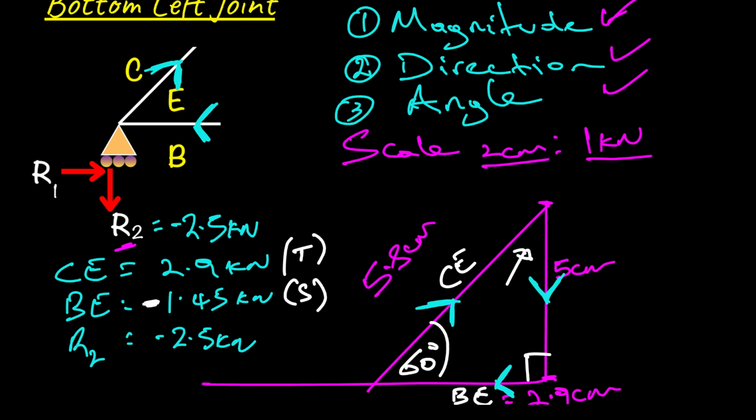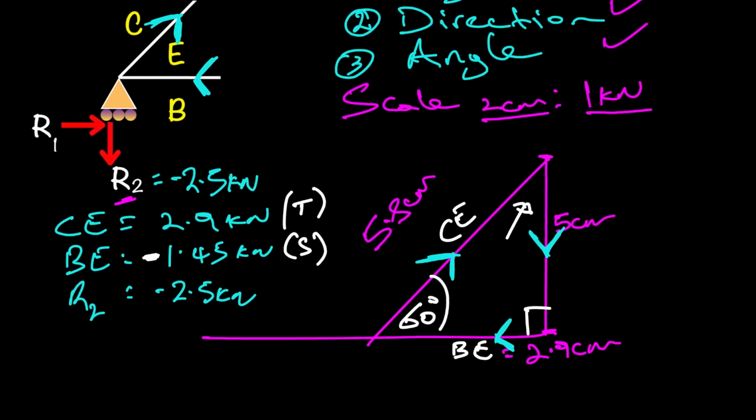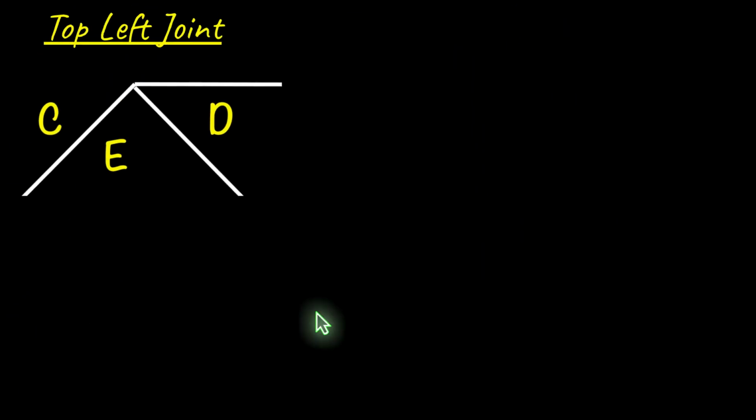Let's move on to the next joint, and we're going to go to the top left joint. So we're now at the top left joint, and the first thing that we're going to do is just input the previously calculated force members. So we just got 2.89 for CE. So let's insert that. So 2.89 kilonewtons, and that's for CE.